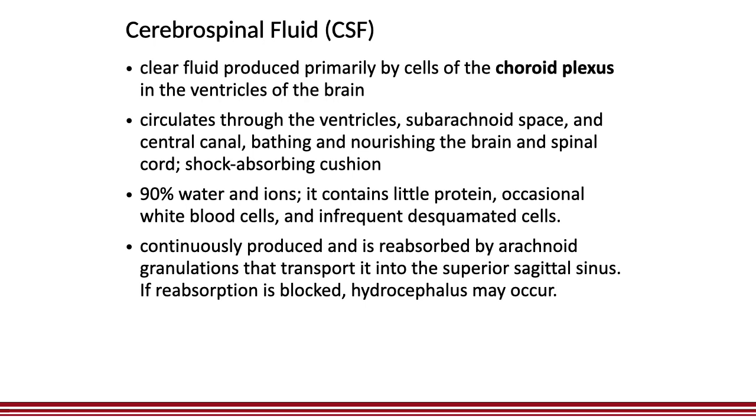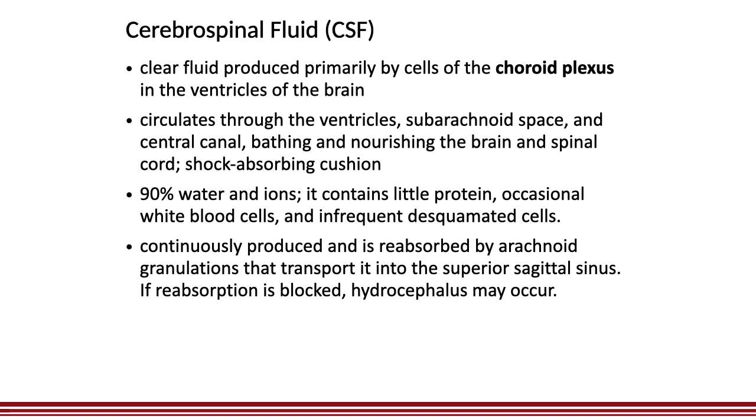The CSF is a clear, colorless fluid that fills the ventricles of the brain, the central canal of the spinal cord, and the subarachnoid space, which surrounds the brain and the spinal cord. It is produced in the ventricles of the brain by specialized cells in the choroid plexuses called ependymal cells, and the CSF provides a cushioning and protective effect. Okay, so CSF has a protective function.